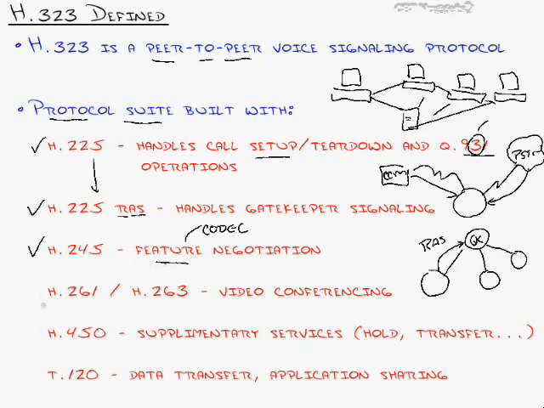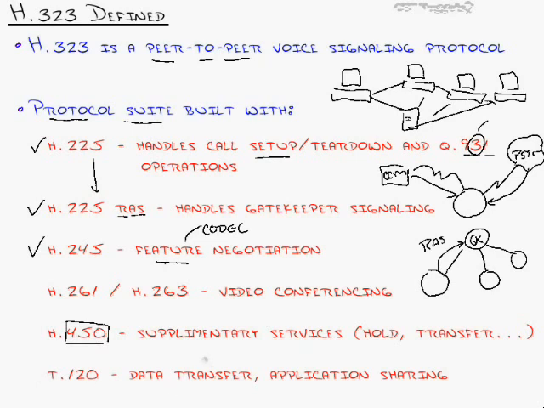Now the other ones here, they're significant, but not as significant when we're dealing with voice. For instance, H.261 and 263 is used for video conferencing. H.450 is used for supplementary services, like when you're on a call and you hit the hold button or transfer, those kind of supplementary services. That's all done using H.450 signaling. And then down here we have T.120. That's used for data sharing.